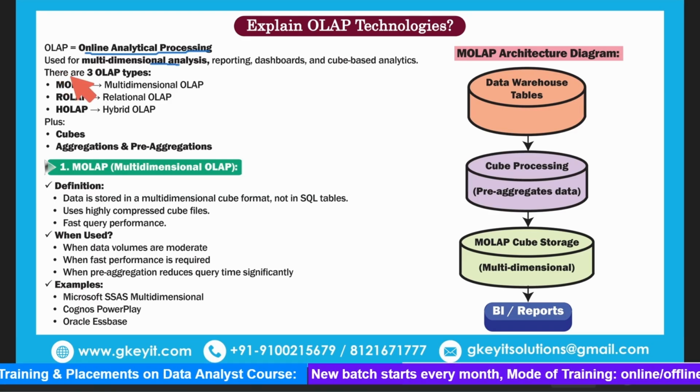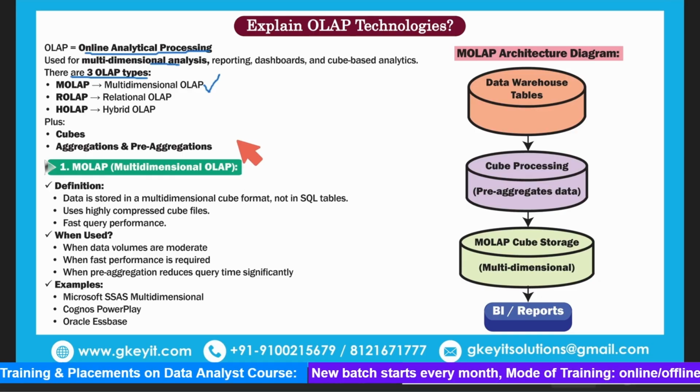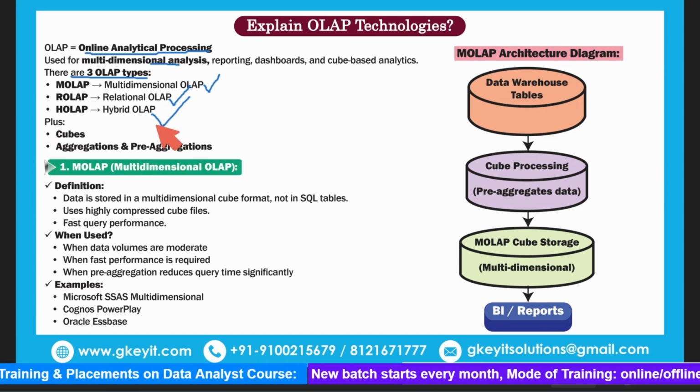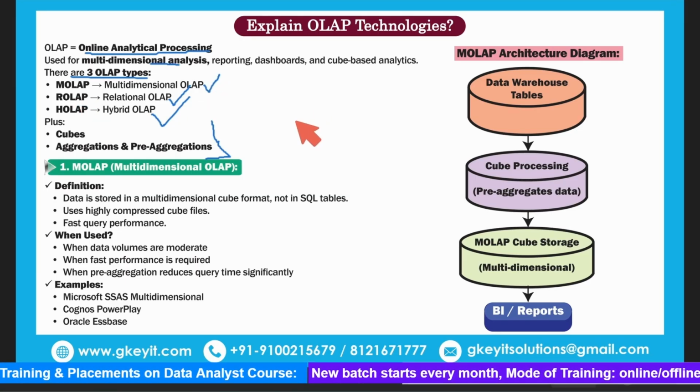There are three OLAP systems or types available. First one is MOLAP, that is multi-dimensional OLAP. Second one is ROLAP, that is relational OLAP. And third one is HOLAP, that is hybrid OLAP. Plus cubes and aggregations and pre-aggregations. This means these OLAP modes are available in the cubes concept, that too in SSAS, that is SQL Server Analysis Services in the MSBI stack.